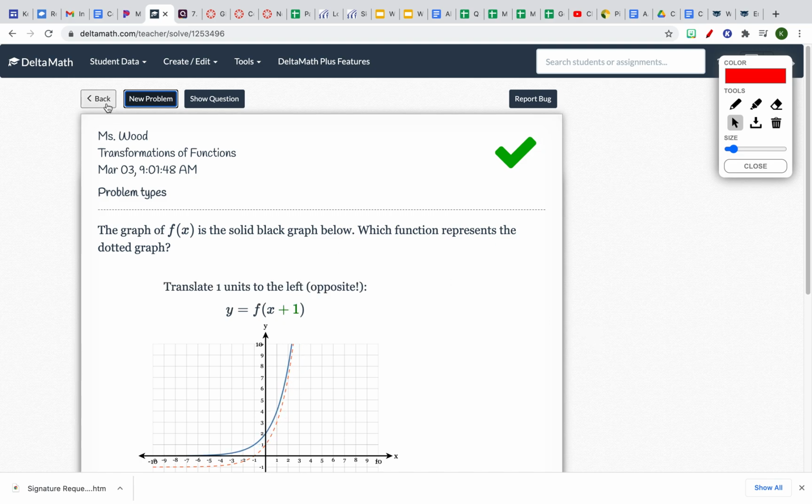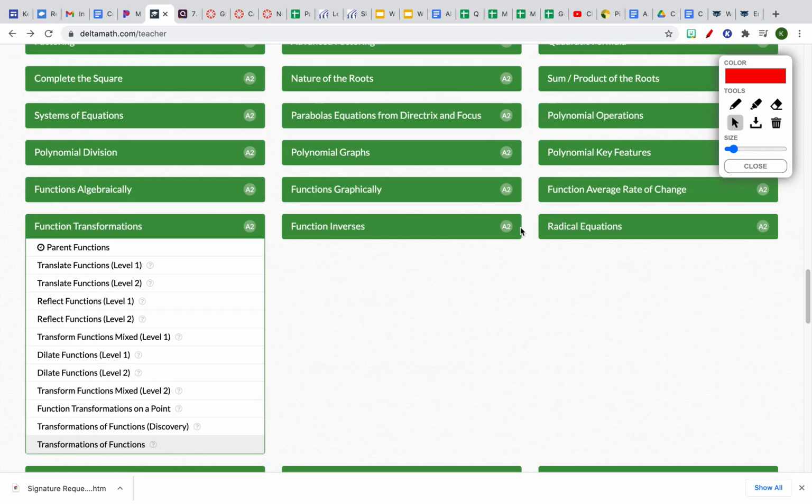Okay, so you should be able to complete all of these skills. Please ask for questions if you need help.